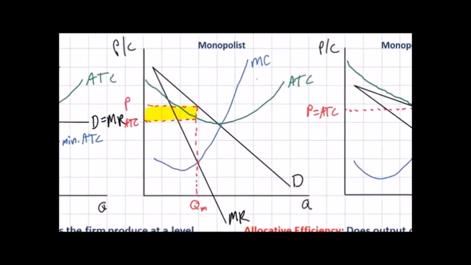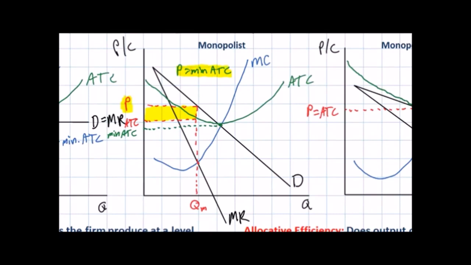Let's move on to monopoly. Does the price, as we can see here, equal the minimum ATC? In fact, it's quite clear that it does not. Now, the minimum average total cost, of course, is found where the marginal cost curve intersects the average total cost curve. So here we can see that the minimum ATC is quite a bit lower than the actual price in the market. So price is greater than minimum ATC for the monopolist, indicating that the monopolist will not achieve productive efficiency.